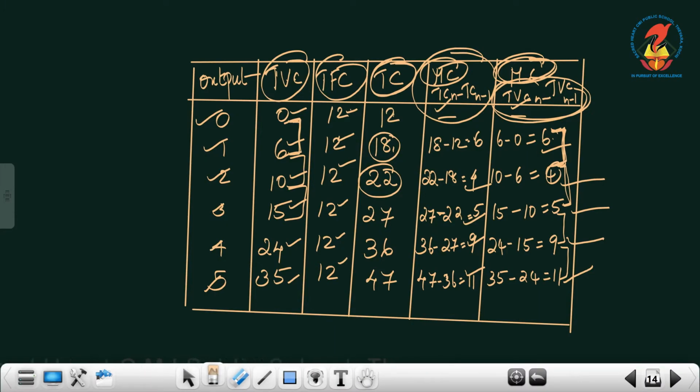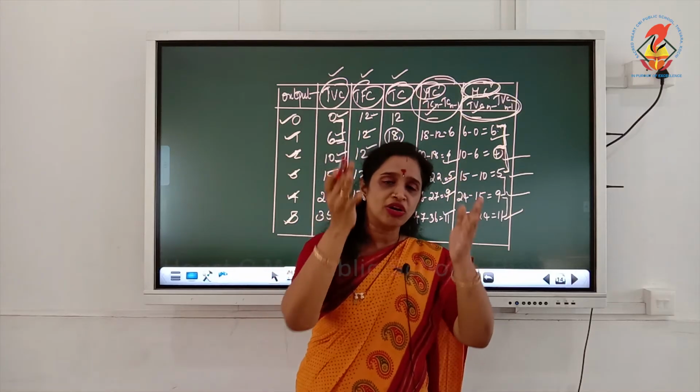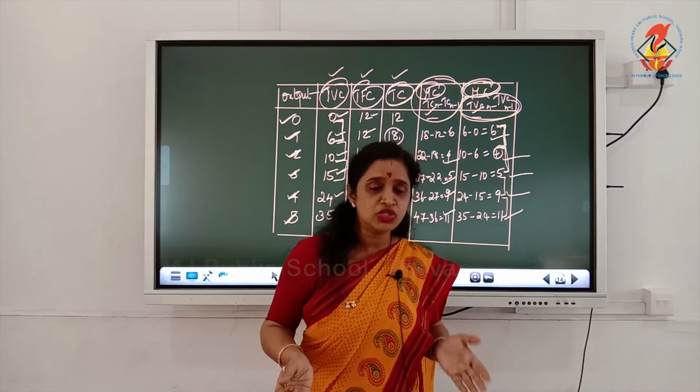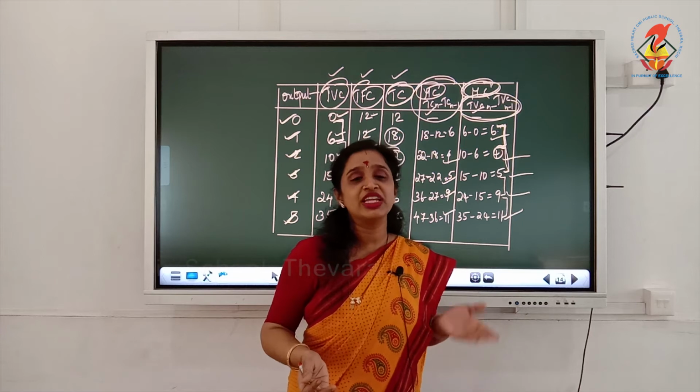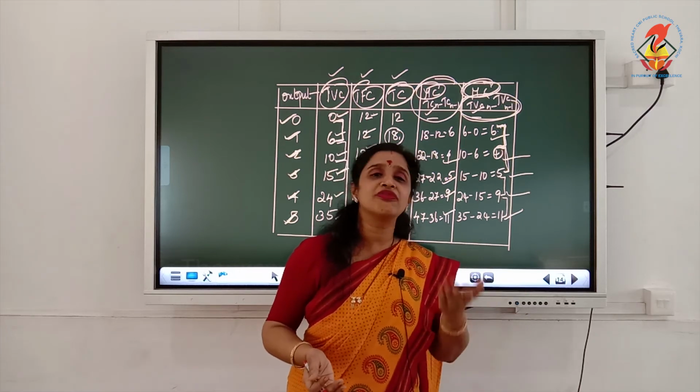Now this is the same table which I have framed for you with the output 0, 1, 2, 3, 4 and 5, same as the one which you have discussed earlier. This is TVC: 0, 6, 10, 15, 24 and 35. And TFC, as you all know, is fixed for all levels of output as 12, 12. It will be the same at all levels of output, and by adding both TVC and TFC you will get the value of TC. An important point to remember is, total fixed cost is the same at all levels of output. So if you learn the values of TVC, it will be very easy for you to find out all the values of other costs.